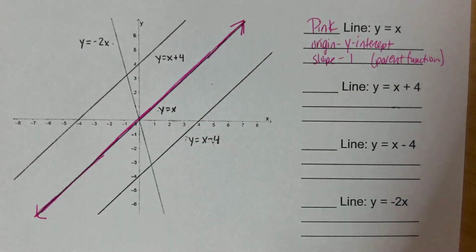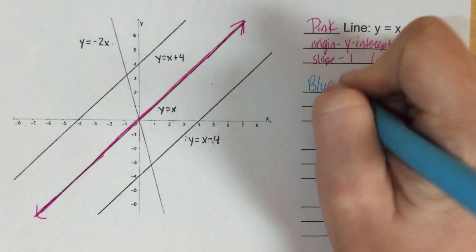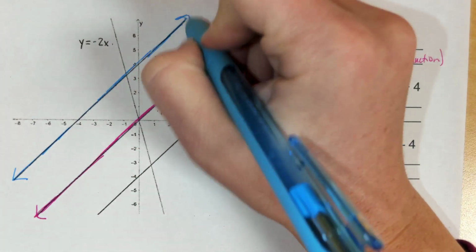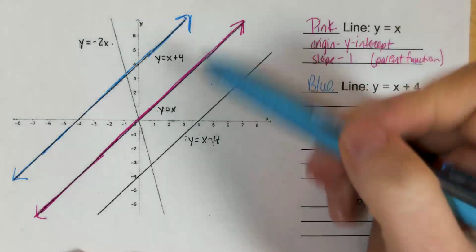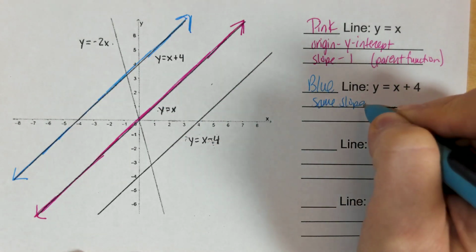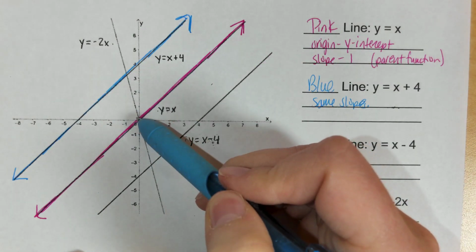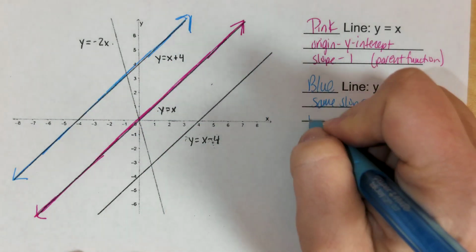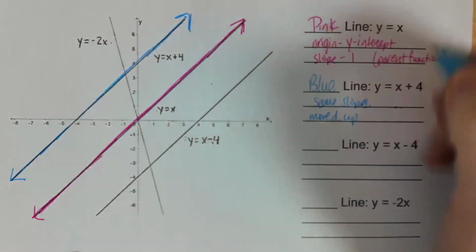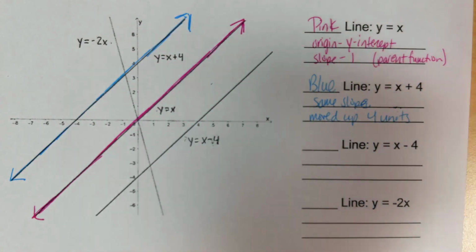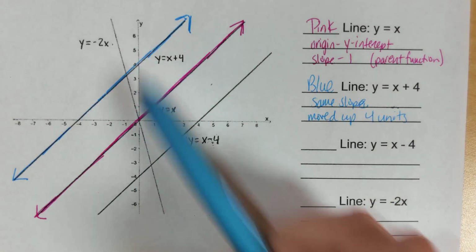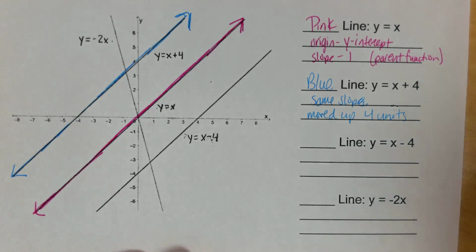So the next color I'm going to grab is a blue. I'm going to do the blue line next, and I'm going to shade in this line right here, the one that's y equals x plus 4. What I notice here is it has the same slope as the parent function. It has also moved up from the origin 1, 2, 3, 4 units. So from the parent function, it's the same slope, but it's just moved upward.